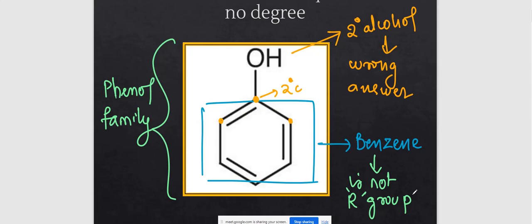So how do you decide the degree for it? Getting my point, Raksha? Yes, ma'am. So you have to be careful with these kinds of examples, because there is a probability of these questions being asked in the exam. You can't decide the degree for it because it is not at all an alcohol. It belongs to the phenol family.